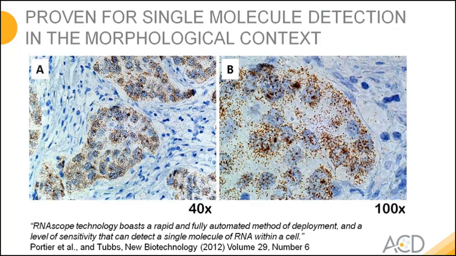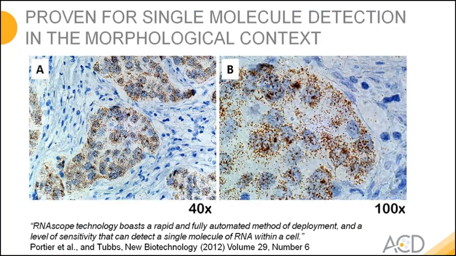So what you see here in this picture is measuring HER2 transcripts in breast cancer, and each brown dot that you see here on the right-hand side represents a single copy of an RNA molecule, a HER2 transcript. And that kind of is what RNAscope can offer: molecular detection in the morphological context.